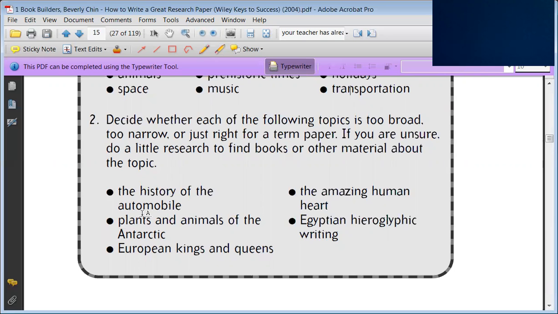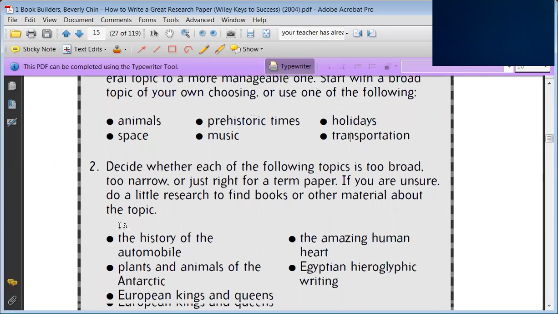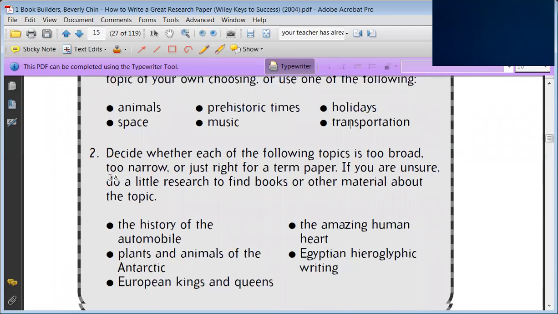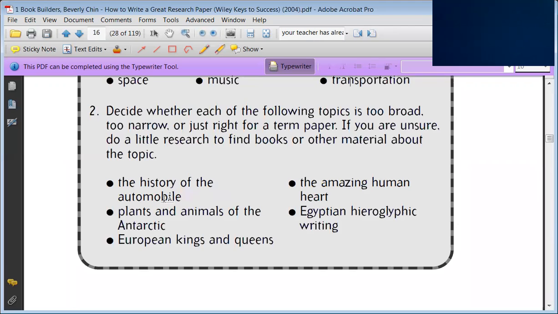Okay, so do these exercises, this one, the first one, and the second one, and send me your answers. As you can see, the history of the automobile, the cars, the amazing human heart, Egyptian hieroglyphic writing, plants and animals of the Atlantic, European kings and queens.